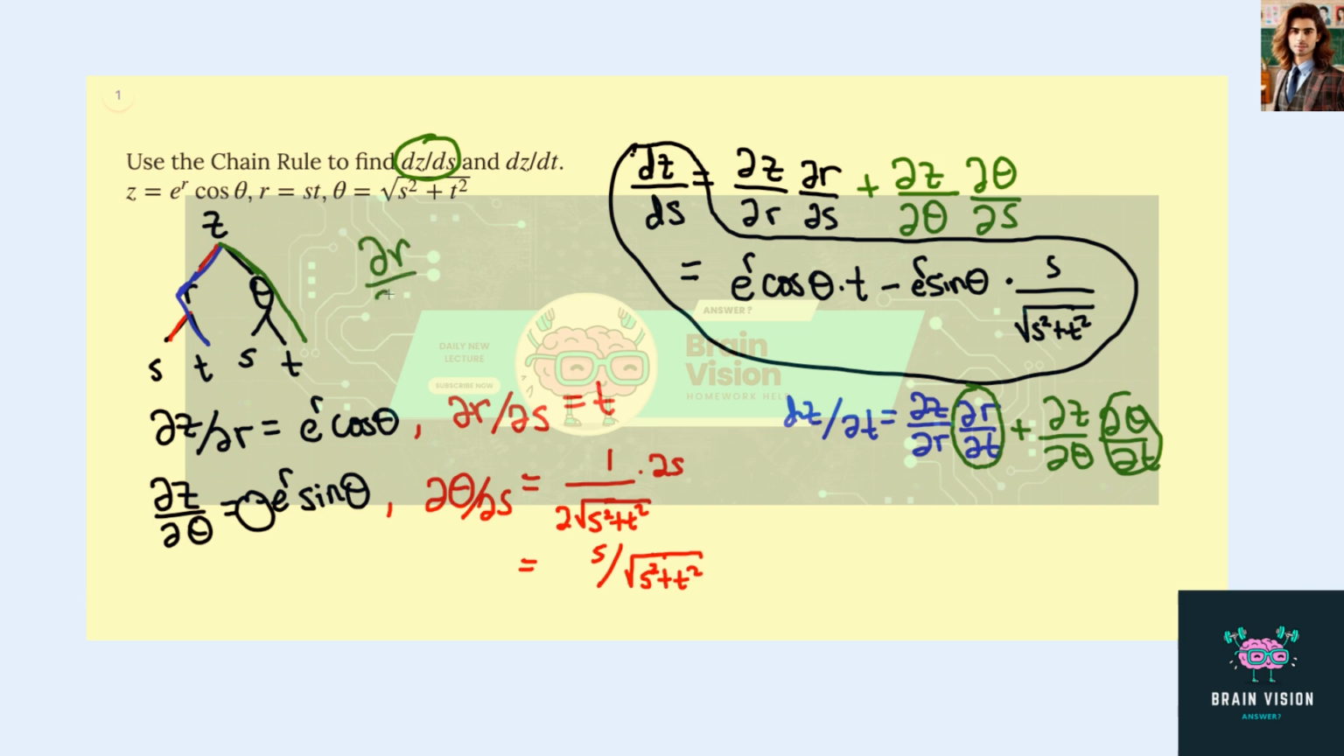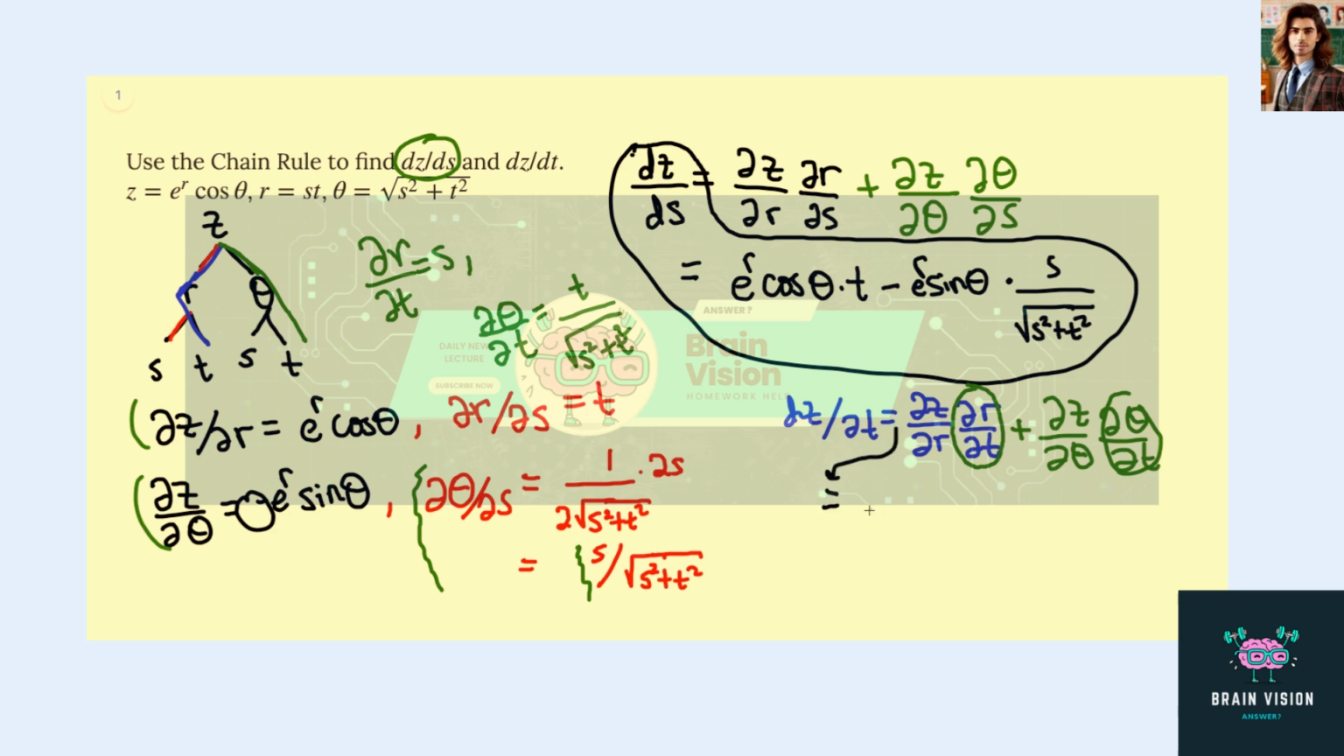dr over dt, that's just s. And d theta over dt, it will be very similar to the calculation we did down here. And you can see that using the power rule with the chain rule again and simplifying, you'll get the same expression, but this time with a t on the top. And the other derivatives, we've already computed those over here. So we can go ahead and just plug everything in.